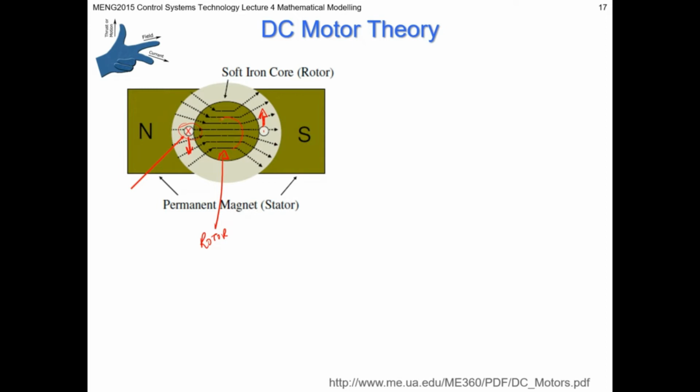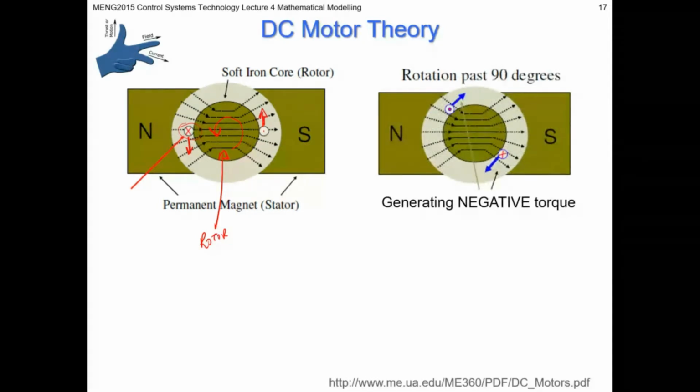Right, so that means you'll get a rotation counterclockwise. If we call that positive rotation, we've got a positive rotation in our rotor. Now the problem comes when this side of the conductor rotates round to about here, let's say, which is what we're looking at in the second picture.